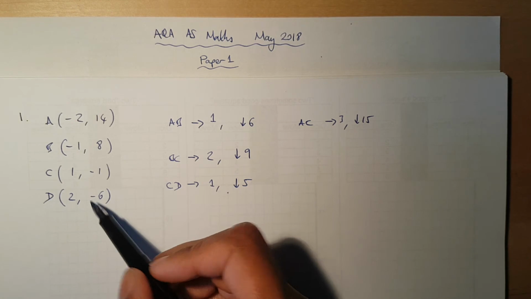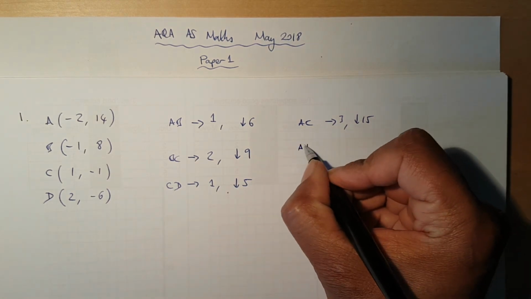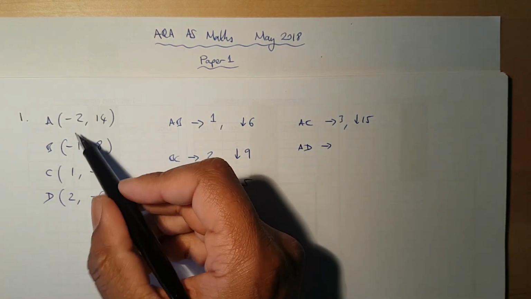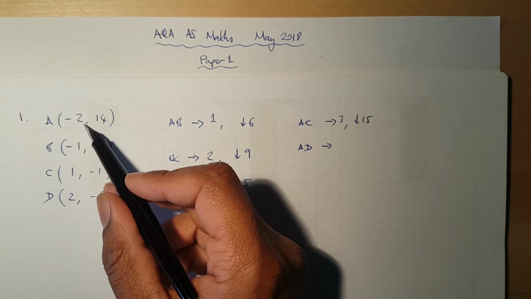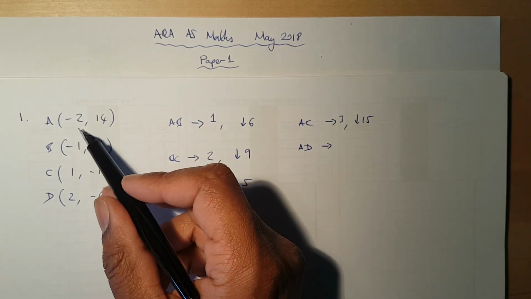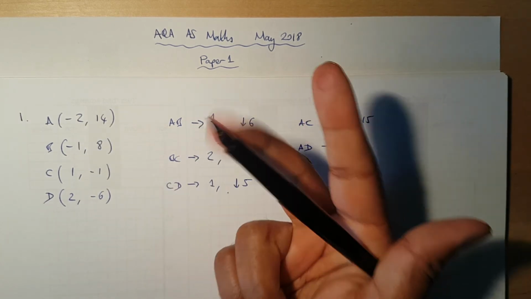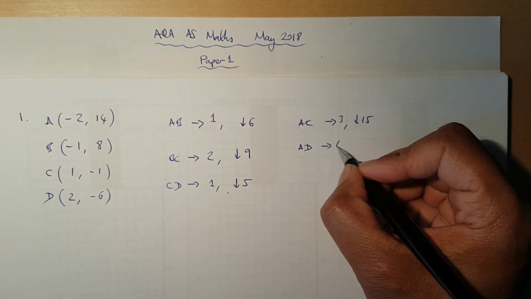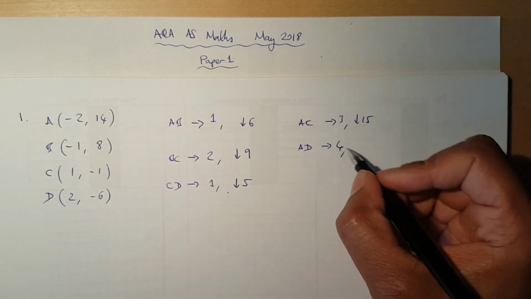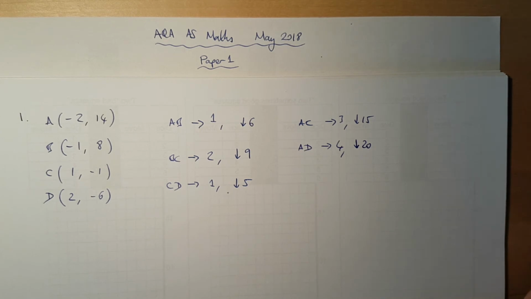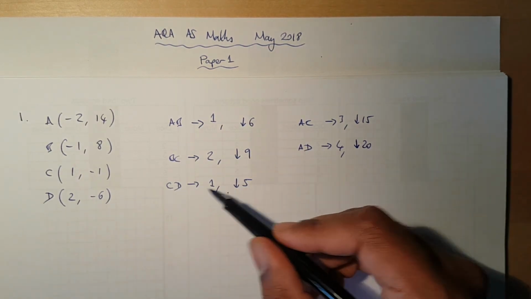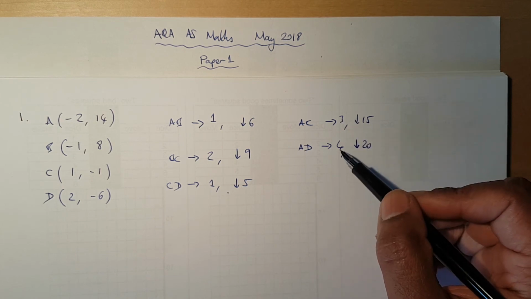Let's see what happens if I go A to D. A to D, I'm going right 4 times, I think, to -1, 0, 1, 2, so that's 4. And I'm going down 20. Well, that definitely looks promising. That, again, is very similar. Across 1, down 5. Well, that's all the same.